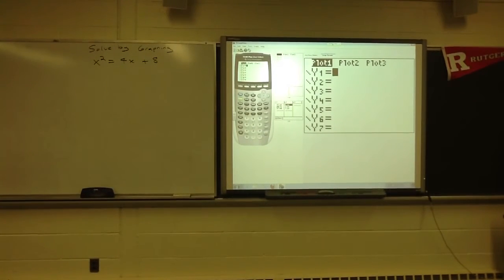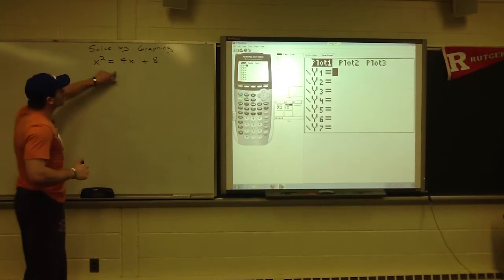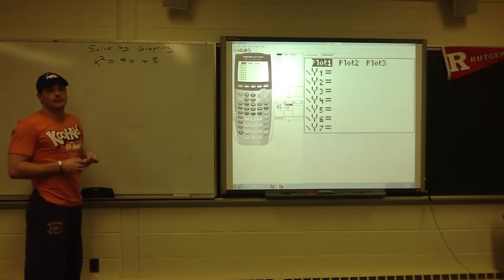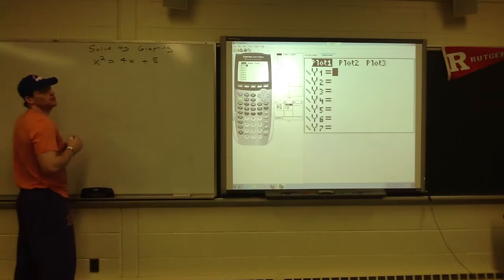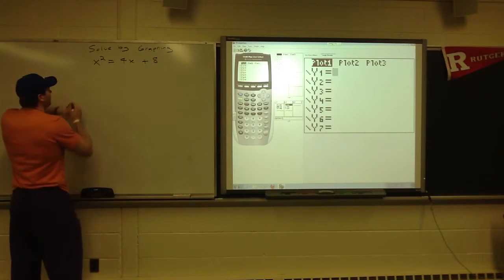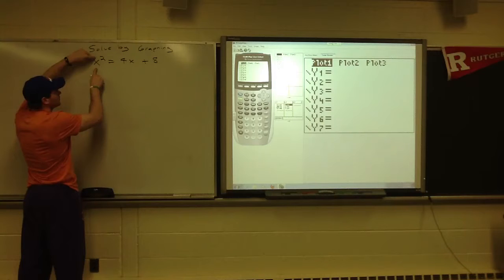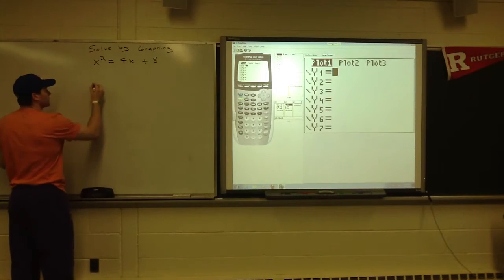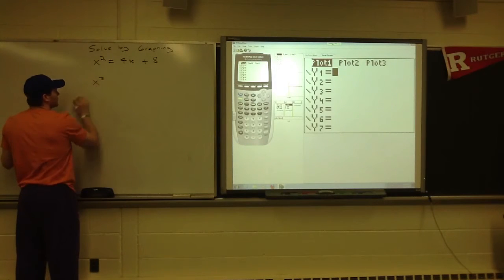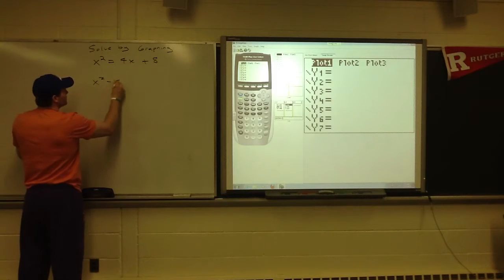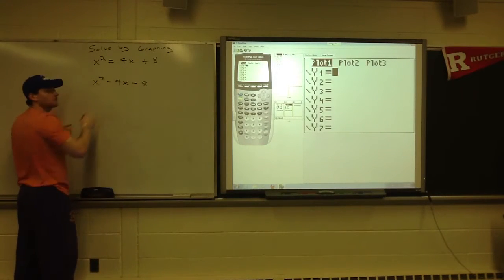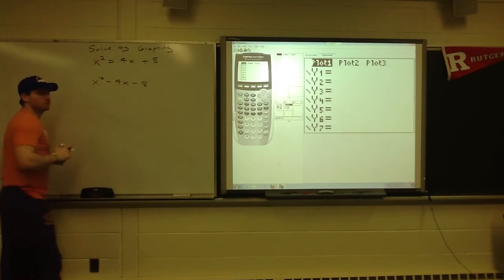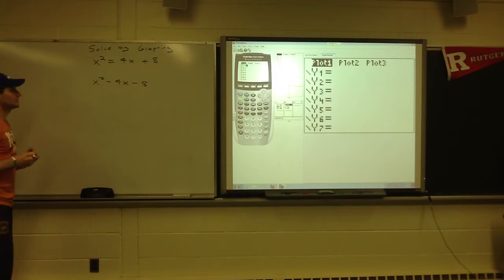For this problem, we're asked to solve x squared equals 4x plus 8 by graph. Now immediately when we look at this, we want to get everything to one side and set it equal to 0 and put these terms in order so it's quadratic, linear, constant. So we rewrite x squared equals 4x plus 8 as x squared minus 4x minus 8. And we simply subtracted 4x to both sides and subtracted 8 to both sides.